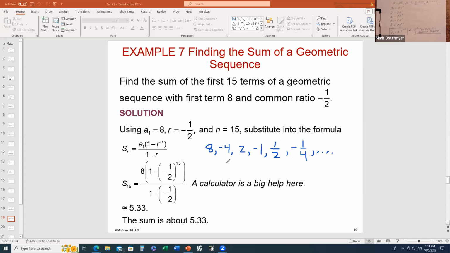This is called an alternating geometric sequence because the signs alternate from positive to negative to positive to negative. If you add together the first 15 terms of this geometric sequence, you would get 5.33. Okay. You see how these formulas are working here and how they're helping us out here.